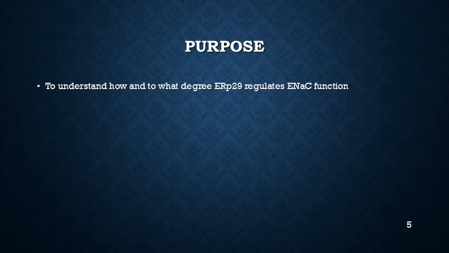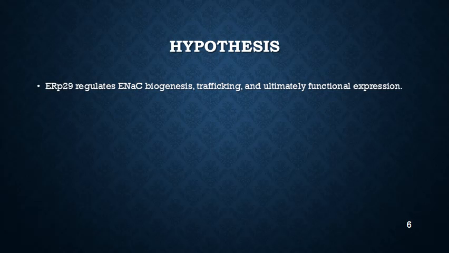The purpose of the study is to understand how and to what degree ERP29 regulates ENaC function, which is useful in the prevention of cystic fibrosis and hypertension. The hypothesis of this experiment was that ERP29 regulates ENaC biogenesis, trafficking, and as a result, functional expression.